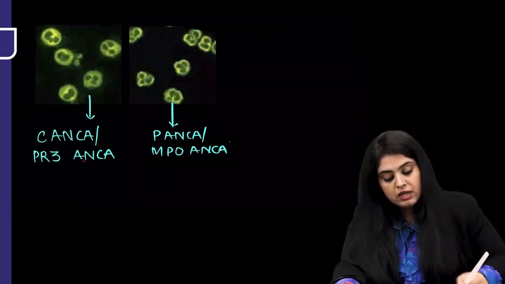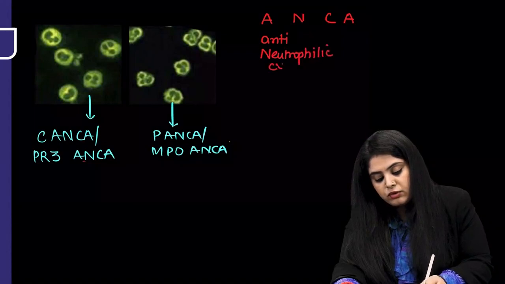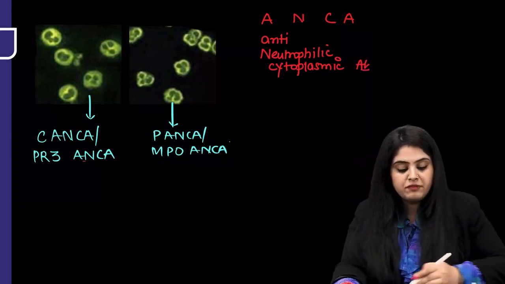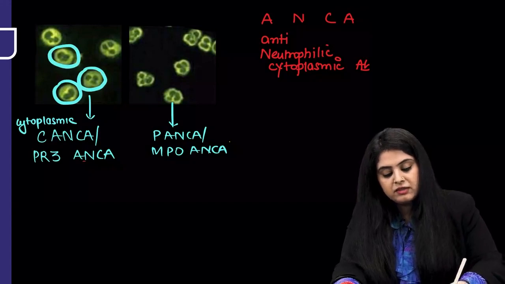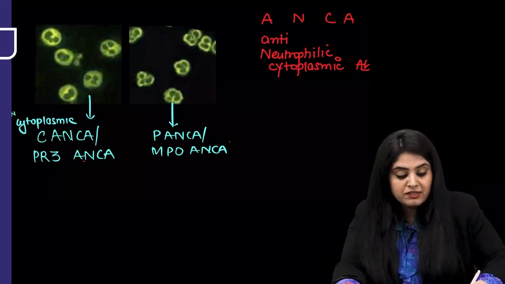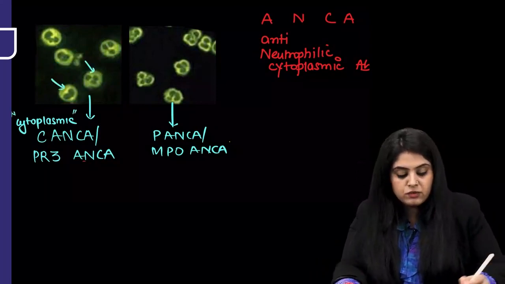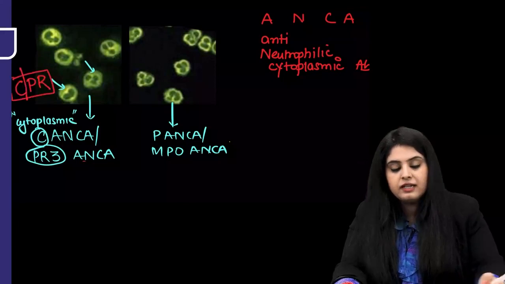Now I want all of you to know what it is about ANCA that you get in the paper. ANCA is anti-neutrophilic cytoplasmic antibodies. First you have to know their names. How many types of ANCA? You have cytoplasmic ANCA, C ANCA. You can see the entire cytoplasm is green. The black holes in the middle are the nucleus, so the nucleus is not green; the cytoplasm is entirely green. C ANCA is also known as PR3 ANCA. So we learn it as CPR: C ANCA and PR3 ANCA are the same.